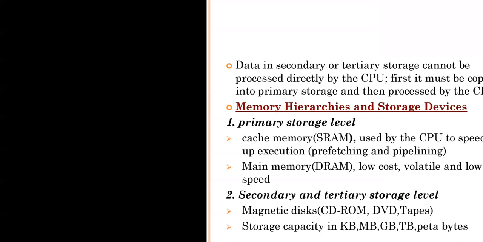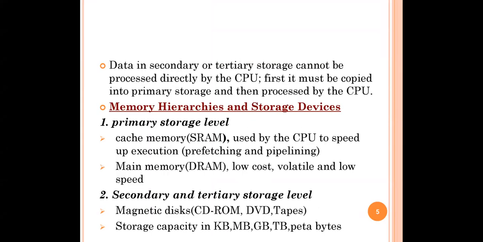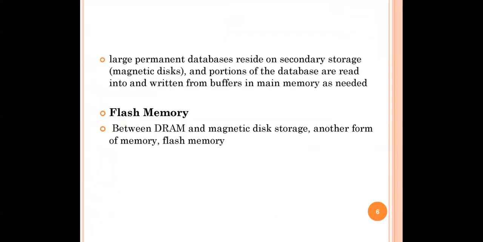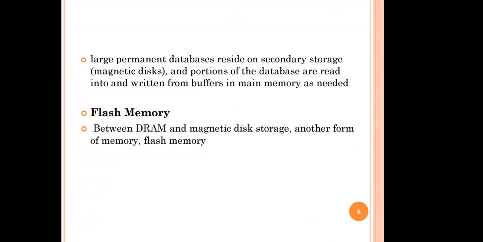Then we discussed the memory hierarchy and storage devices. At the primary storage level, we have static RAM and dynamic RAM. Static RAM is available within the CPU. My main memory is called dynamic RAM. It is low cost, versatile, and low speed compared to static RAM. In secondary and tertiary storage, we use magnetic disks, CDs, DVDs. Then we discussed the flash drive, or USB, which is portable and small in size. Nowadays it's available in 32 GB, 128 GB. So it is easy to carry.